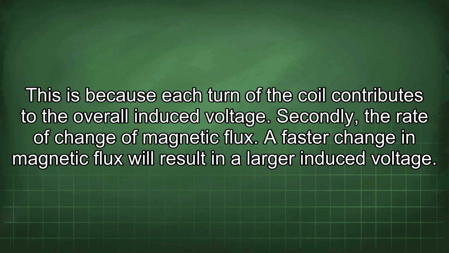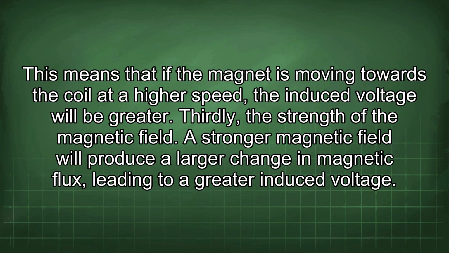Secondly, the rate of change of magnetic flux. A faster change in magnetic flux will result in a larger induced voltage. This means that if the magnet is moving towards the coil at a higher speed, the induced voltage will be greater. Thirdly, the strength of the magnetic field. A stronger magnetic field will produce a larger change in magnetic flux, leading to a greater induced voltage.